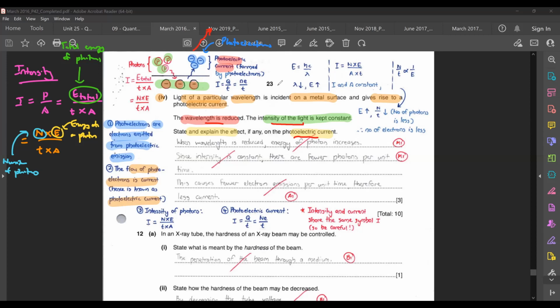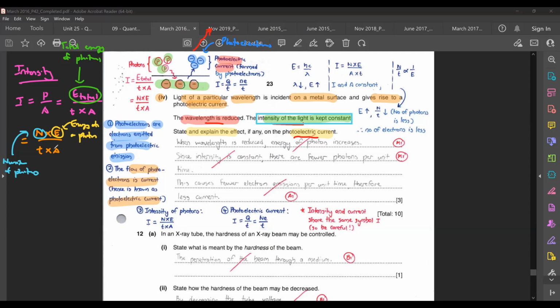They told you in the first place that your intensity of light is kept constant. And you can also assume that the area at which your photons are incident on is also constant. So from there, you can actually make some sort of conclusion. Let me just rearrange this equation here.